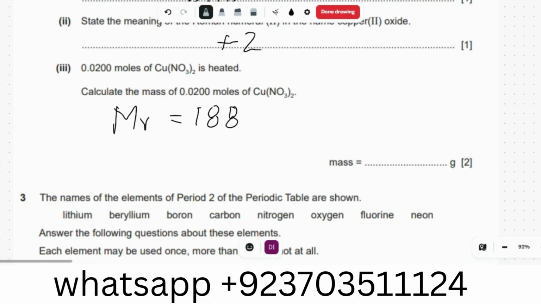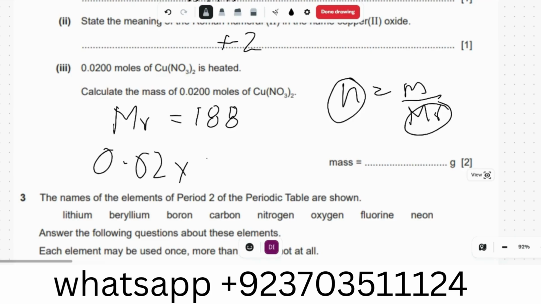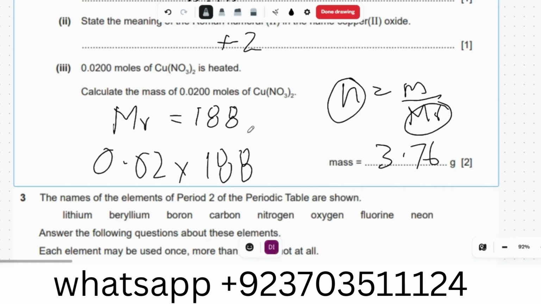Okay. So the number of moles is equal to mass over Mr, n = m/Mr. So we have the number of moles and we have the Mr, so that is 0.02 times 188. So that will give us 3.76 g. Okay, you can do it on your calculator. I have done it on my calculator.